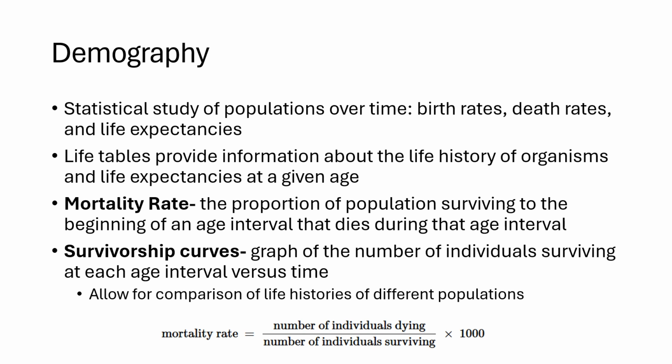And so you'll have a survivorship curve from this. You're actually getting quantifiable data. It's the number of individuals surviving at each age interval then versus, of course, the time. And essentially, looking at these survivorship curves, you can actually compare the life histories of these various populations. And so we have this formula for mortality rate, the number of individuals dying divided by the number of individuals surviving times 1,000. That gives you your mortality rate.